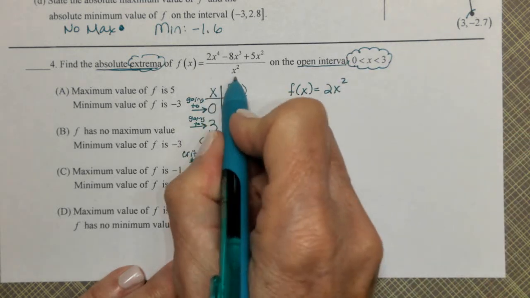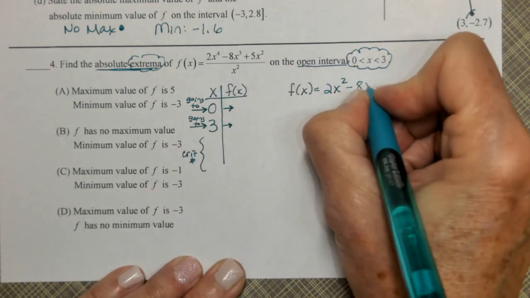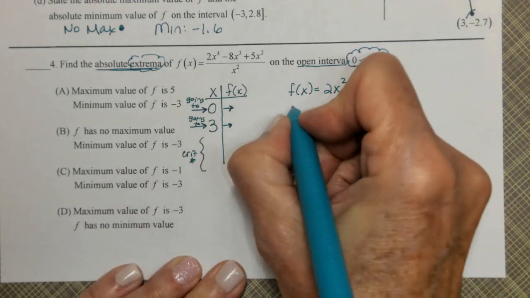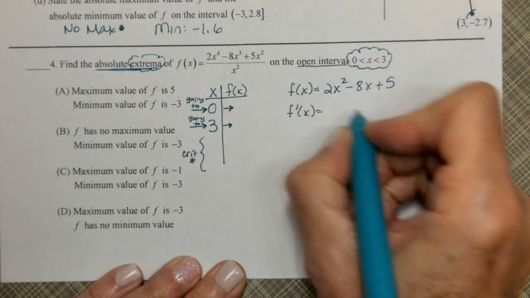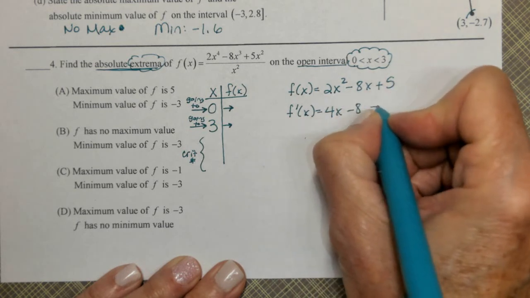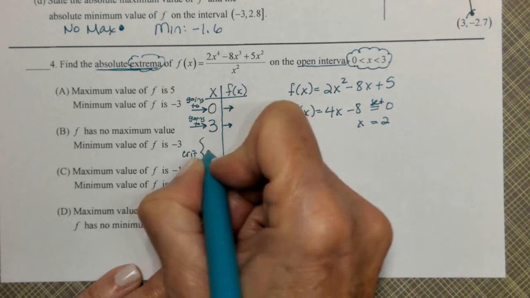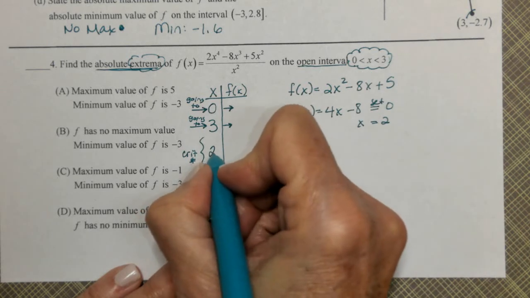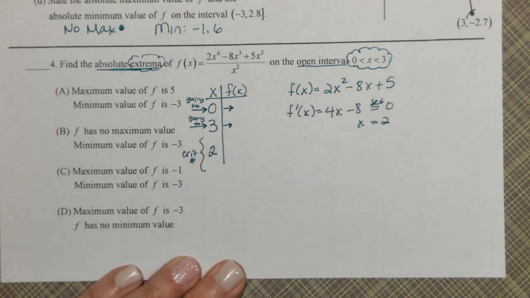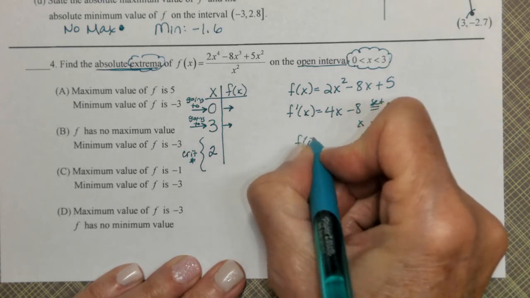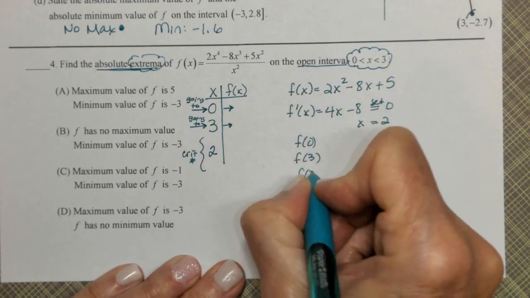We'll have 2x squared minus 8x plus 5. Now all of a sudden this looks really nice, a lot nicer than that. So f prime is equal to 4x minus 8. I'm going to set that equal to 0. The value of x that makes that 0 is 2, which is in our boundaries. So I'm going to put that on my candidates test. The only thing left to do is find f at each of these values. So f at 0, f at 3, f at 2.